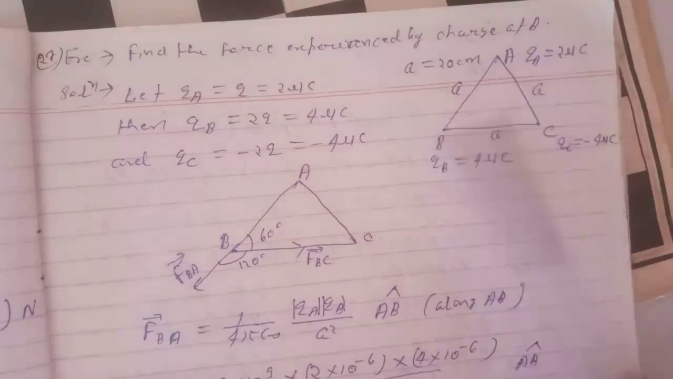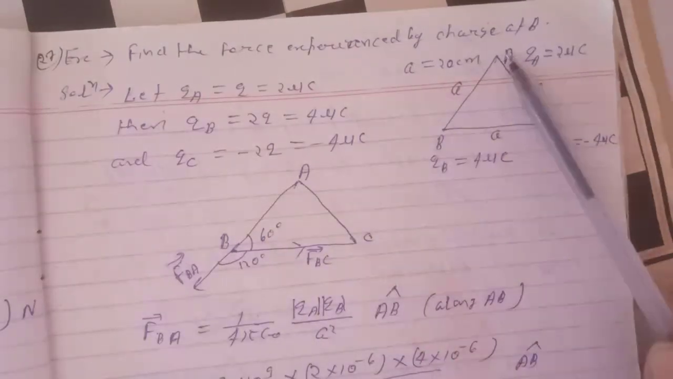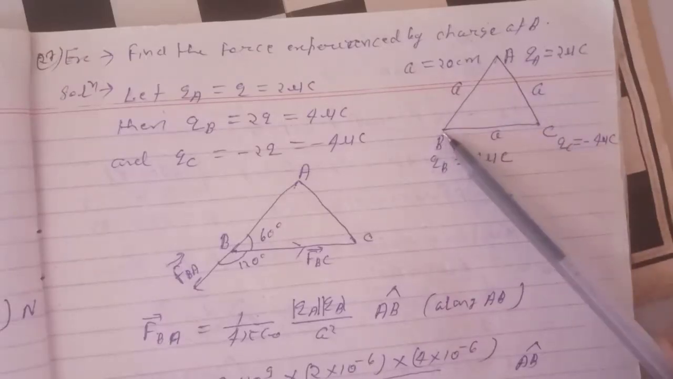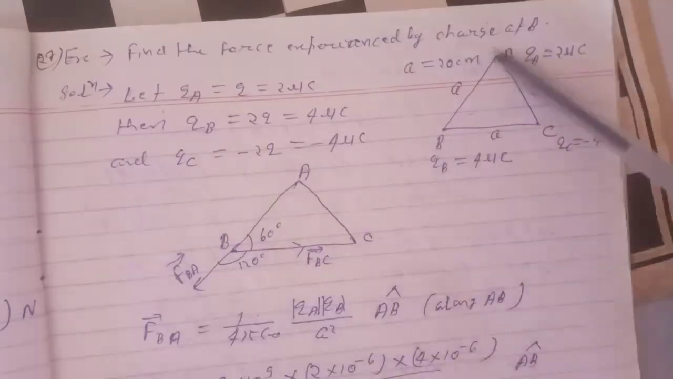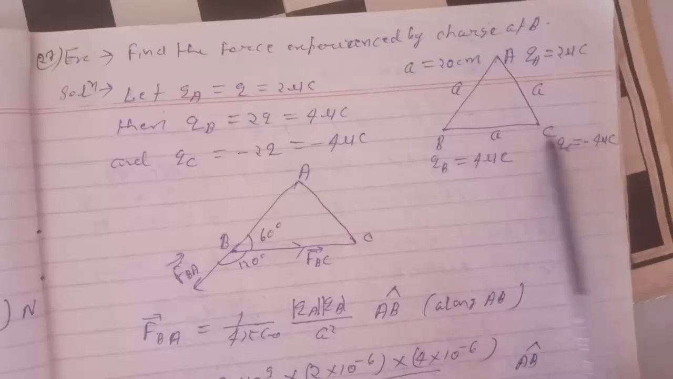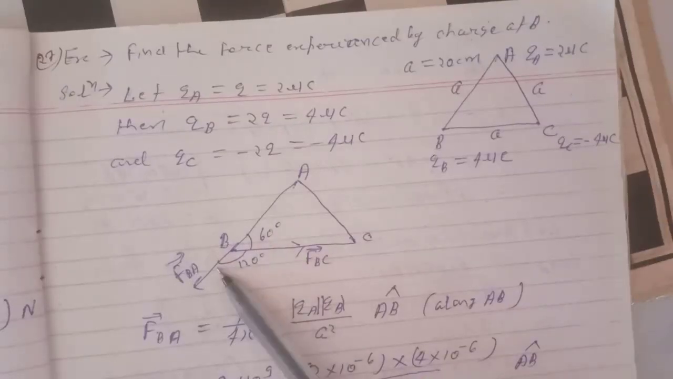Now forces are shown here. This is positive, so we have to find the force on this. Force due to A will be in this direction, and force due to C will be in this direction, because A will be a repulsive force, and C will apply an attractive force because it is negative. So here it is shown in the figure, and this is 60 degrees, so it will be 120 degrees. Now directly we can calculate.